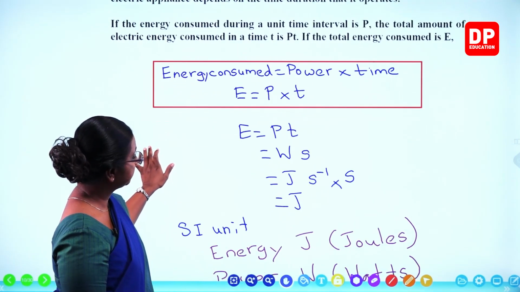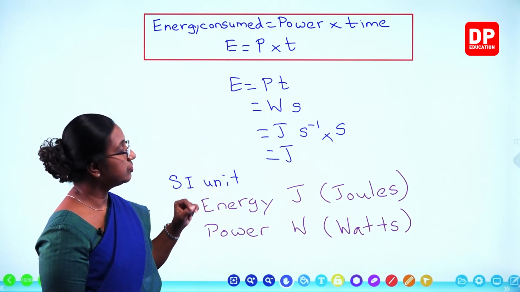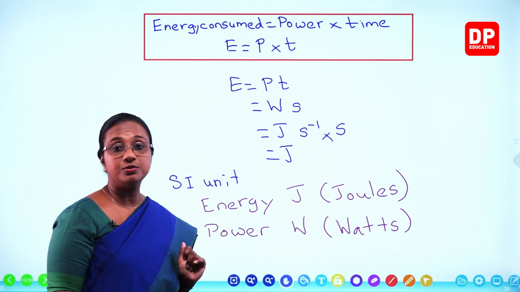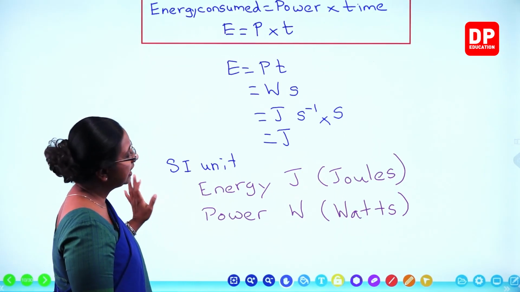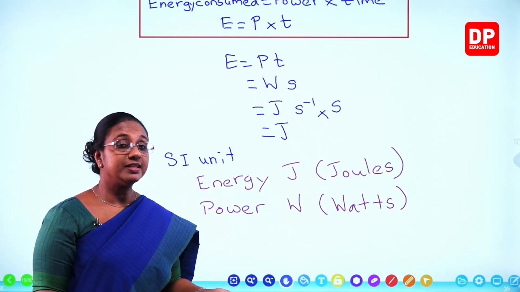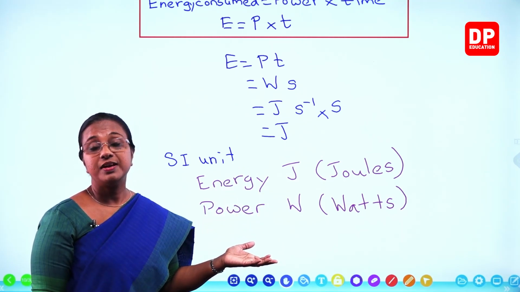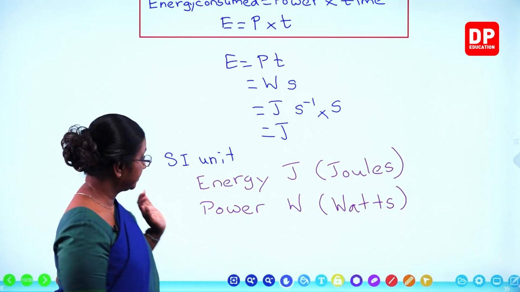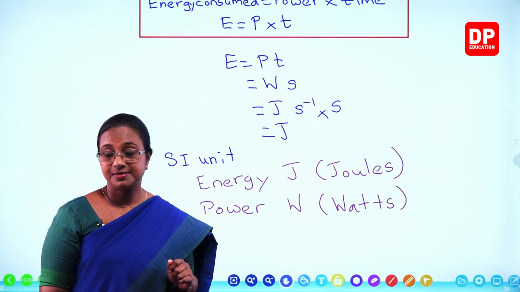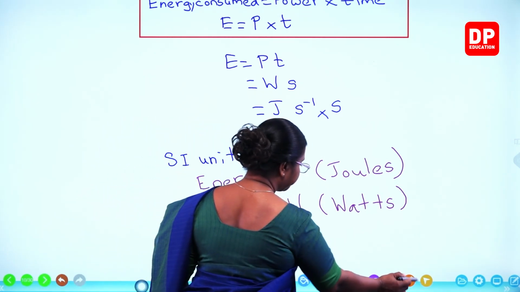So, here you can see this energy, power into time, watts into seconds. Watts is joule per second into second, so you get the unit as joules for energy. Anyway, you all know the unit of energy is joules. Whether it's kinetic energy, potential energy, electric energy, all types of energy, the standard unit is joules. So, energy in joules and power in watts. With that, students, we'll move on to the next slide.